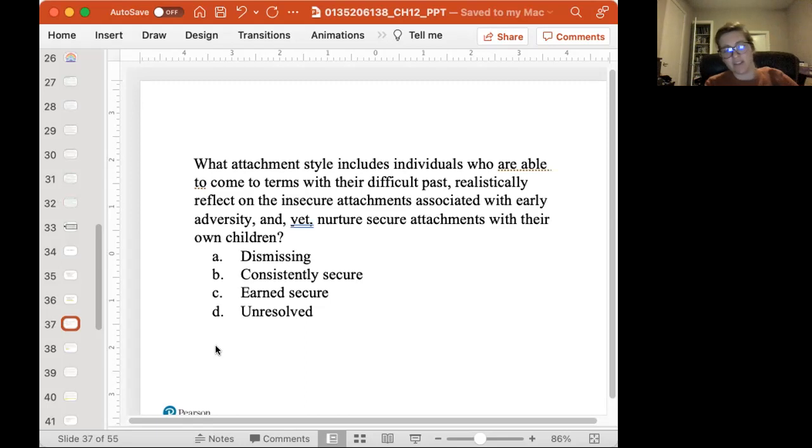What attachment style includes individuals who are able to come to terms with their difficult past, realistically reflect on the insecure attachments associated with early adversity, and yet nurture secure attachments with their own children? Is it missing, consistently secure, unsecure, unresolved? A, B, C, or D? Earned secure.